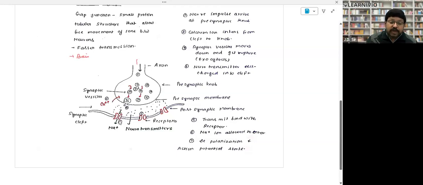They will open the channel. Due to the opening of the channel, the sodium ions will start coming inside the second neuron, and that's how the message is transferred, and that's how the impulse will be carried forward.